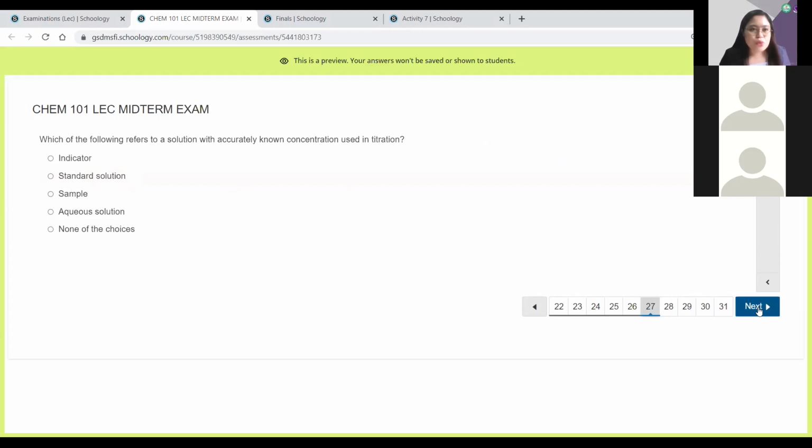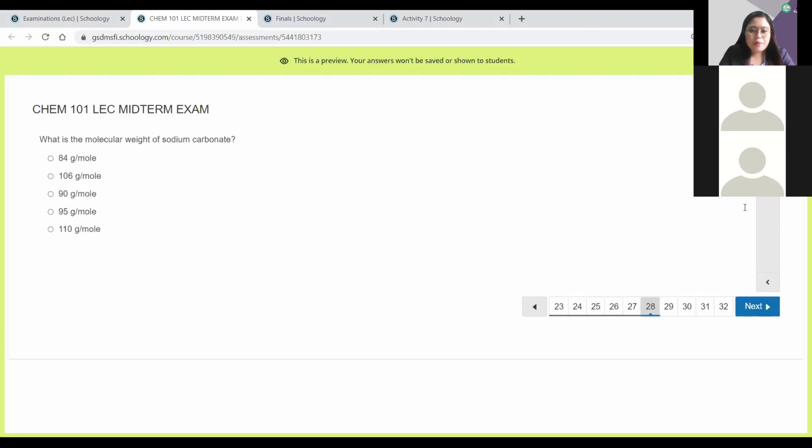And then which of the following refers to a solution with accurately known concentration used in titration. I think I have mentioned this also a while ago. This is the definition of our standard solution. So again, standard solution is the known solution which is used in titration. What I mean by known is that its concentration is known.